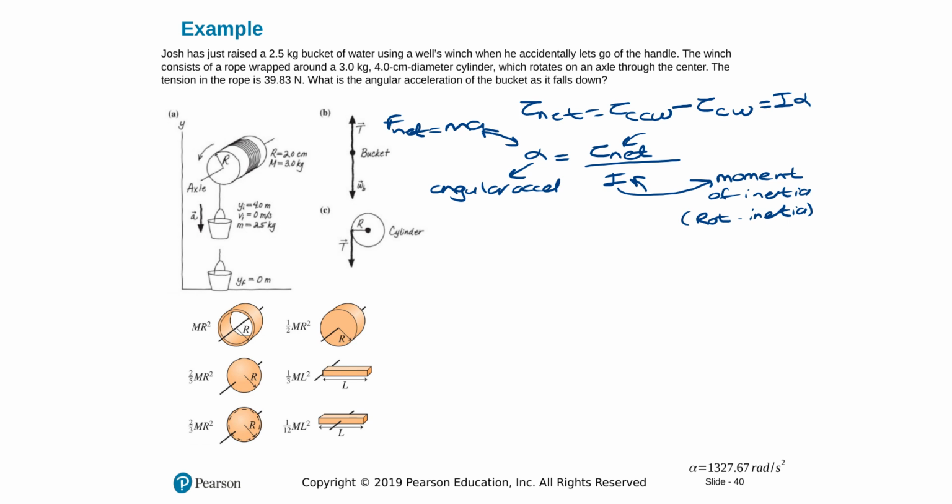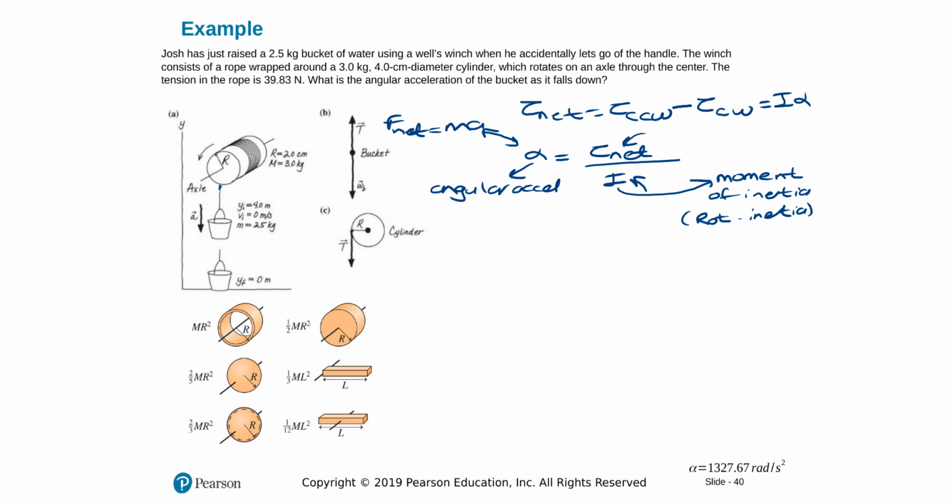Let's read the question. Josh has just raised a 2.5 kilogram bucket of water using a well winch when he accidentally lets go of the handle. The winch consists of a rope wrapped around a 3 kilogram, 4 centimeter diameter cylinder, which rotates on an axle toward the center. So the cylinder rotates here. It will have an inertia. It will have a rotational inertia or moment of inertia. The tension in the rope is 39.83 Newton. So we are given the tension in the rope.